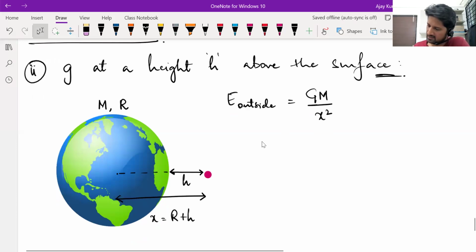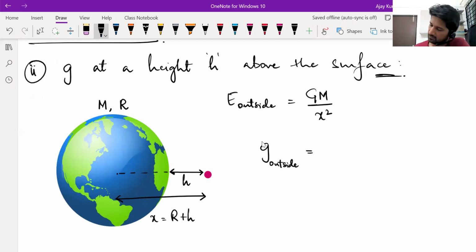Here, gravitational field is nothing but acceleration due to gravity. So acceleration due to gravity outside the planet or at a certain height above the planet will become GM by (r plus h) whole square. Therefore, as height increases, h is in the denominator, so acceleration due to gravity decreases. I'm sure you all know this. As you go to very large heights above the surface of the planet, gravity becomes weaker and weaker.